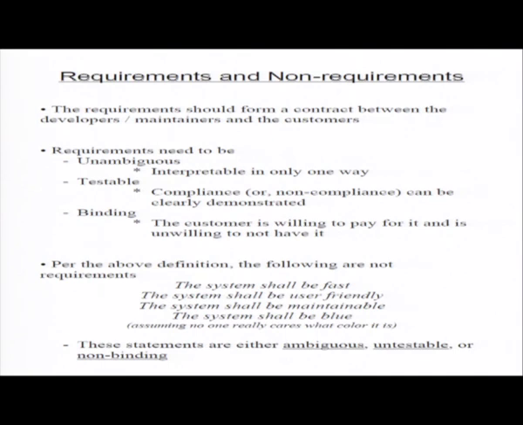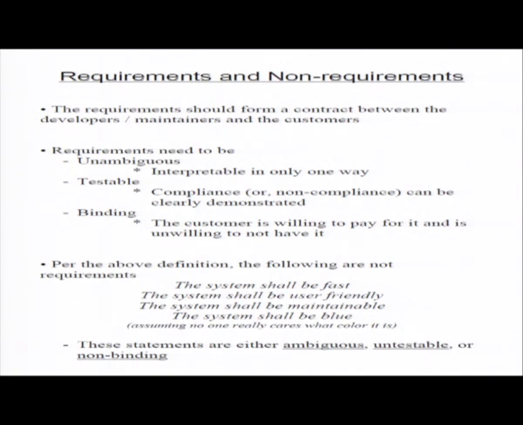Requirements will happen in an elicited or gathered mode. Eventually, we understand that there are certain things that are unambiguous, interpretable in only one way. Testable, where compliance or non-compliance can be clearly demonstrated. Binding, where the customer is willing to pay for it and is unwilling to not have it. It is very clear, either he wants it or does not want it, he wants to pay for it or does not want to pay for it.